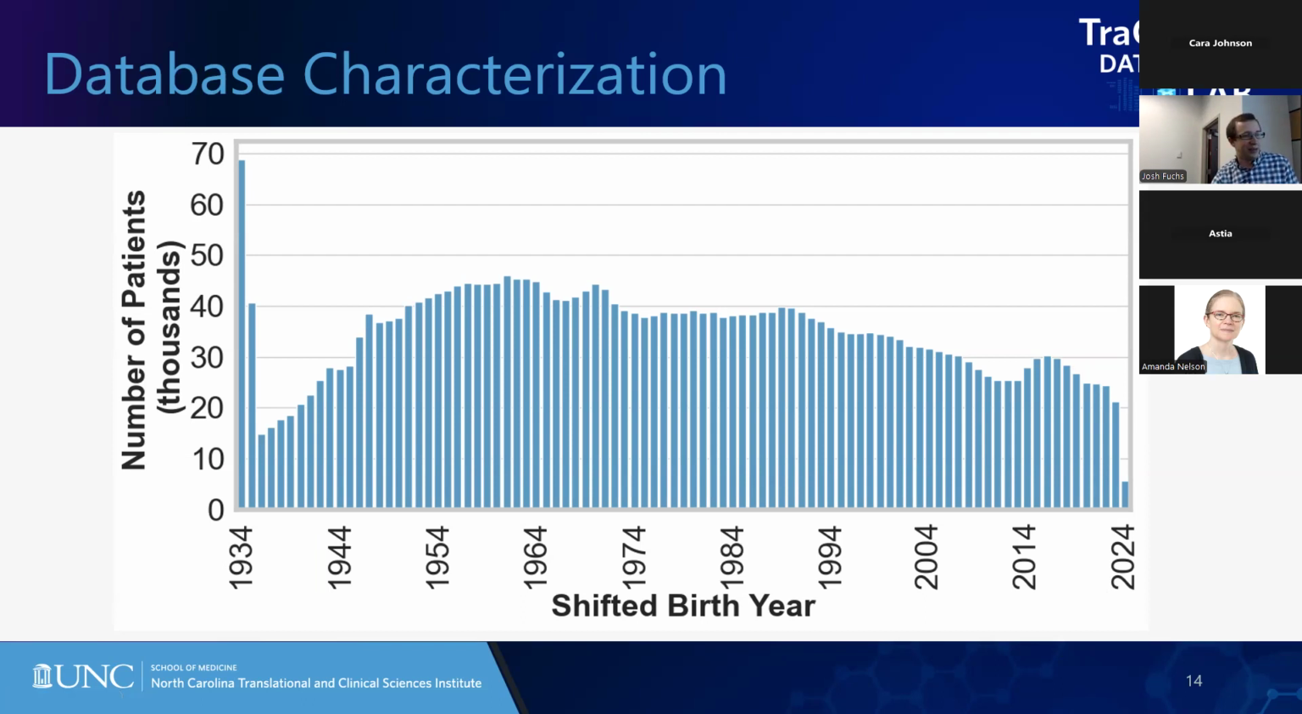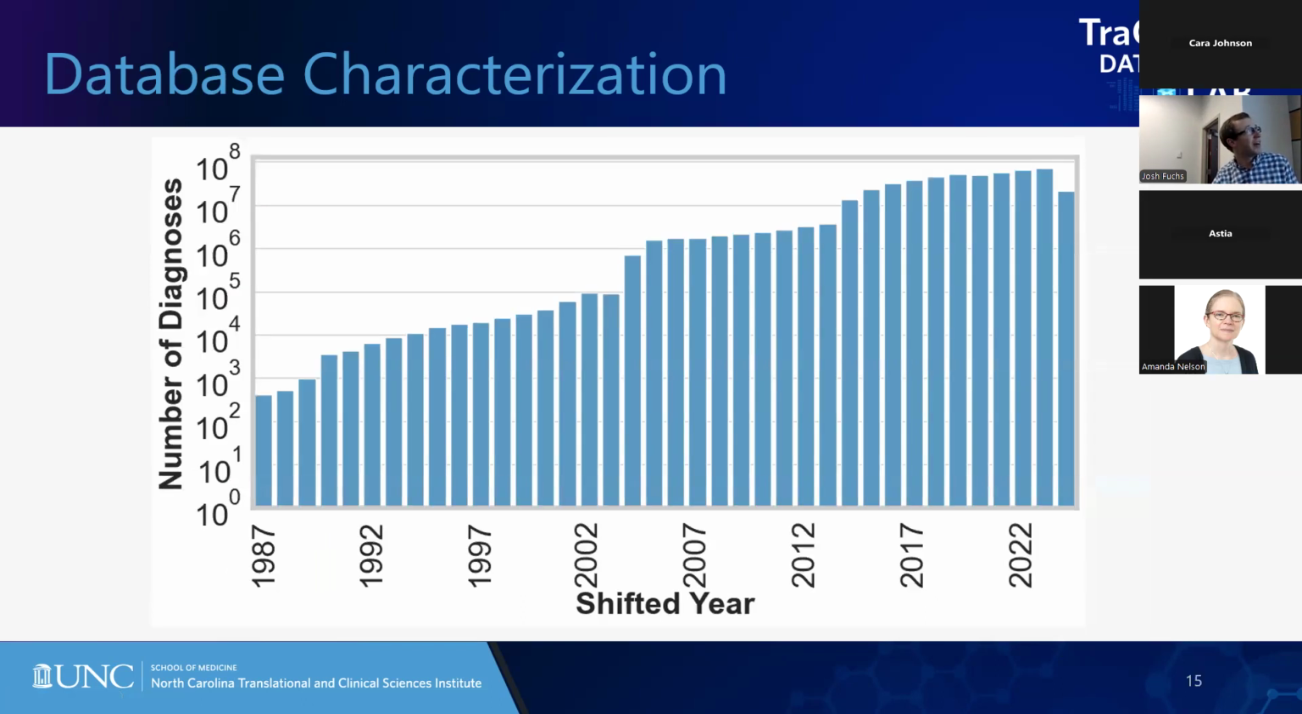If you're interested in diagnoses and how many are included here, this is shifted birth year against the number of diagnoses. I would just point out that I'm plotting this on a log plot. So late 80s, early 90s, you're talking about just a few hundreds, rising up into the thousands and tens of thousands. There's a pretty big jump in the early 2000s when you start getting up to millions of diagnoses per year. And then if you look over the past maybe 10 years or so, you're looking at roughly 10 million diagnoses per year.